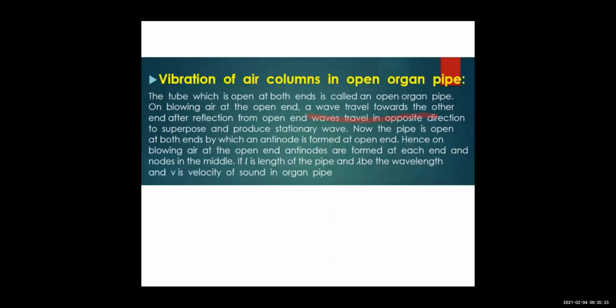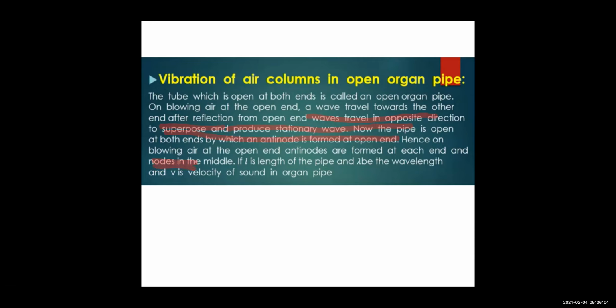Then it will travel to the other end, and after reflection from the open end, it will travel in the opposite direction to superpose and produce a stationary wave. So it will travel and again form stationary waves over here. But children, as both the ends are open, at the open part, antinodes will be formed. And what about the node? Node will be formed at the middle.